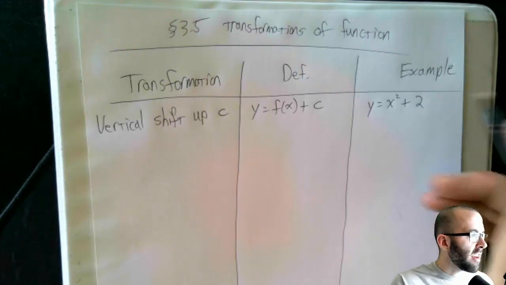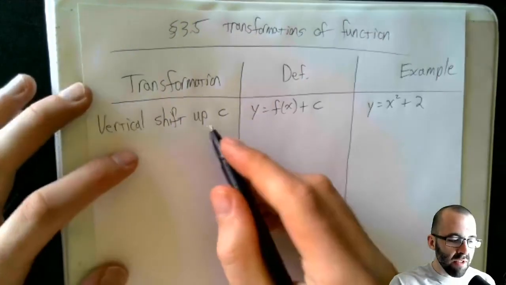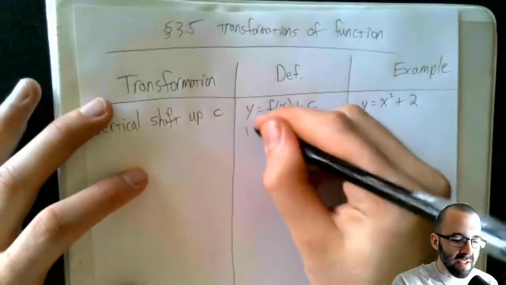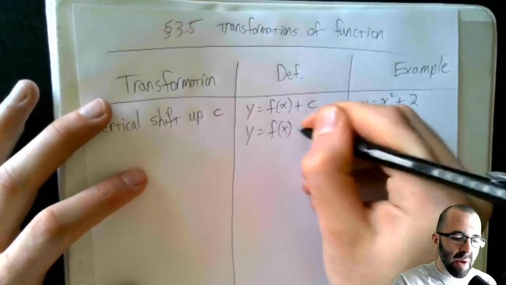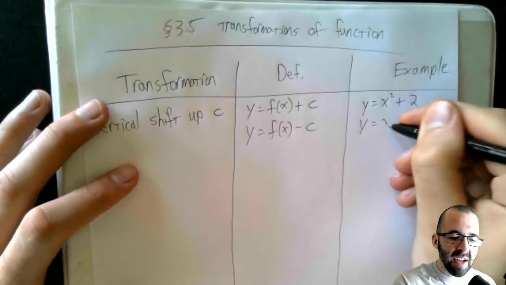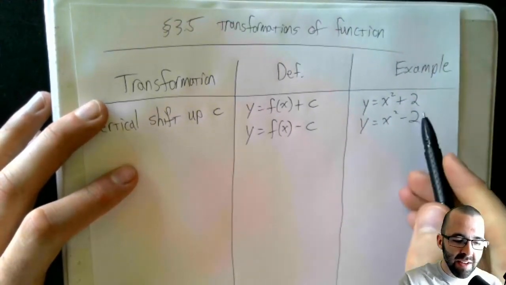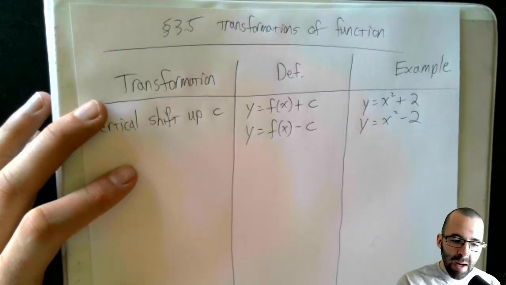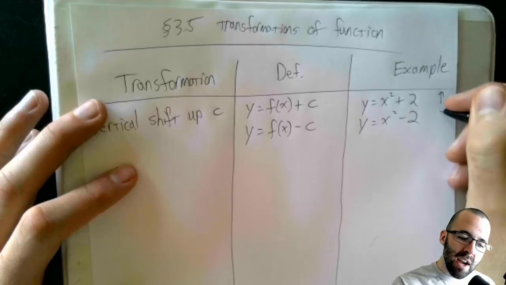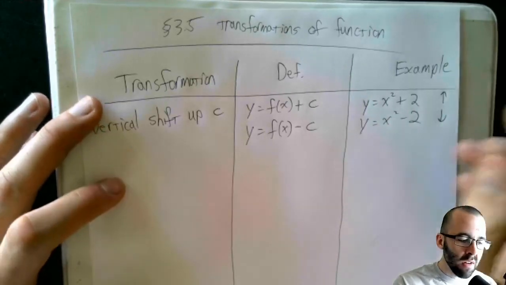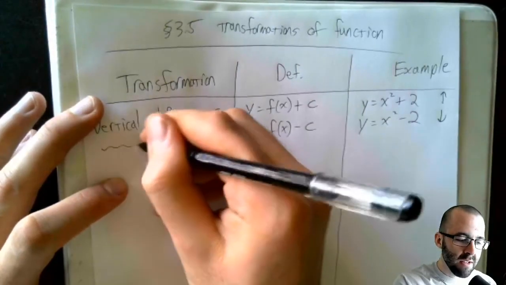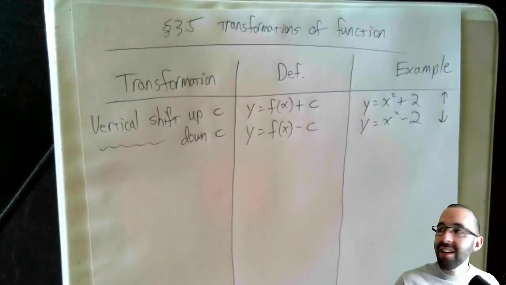These are going to go kind of fast, because if adding C goes up, you already know what to expect if you subtract C. If we had y equals x squared minus 2, you know what would happen. If adding 2 moves it up, then subtracting 2 is just going to move it down. So vertical shift down C units is going to be our second one. We are already 2 out of 10.